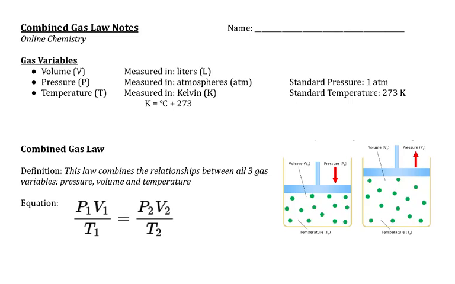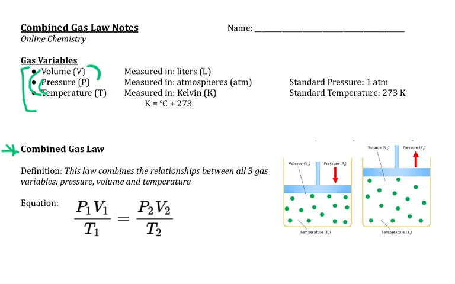These are the notes for the combined gas law. As a reminder, we've been talking about gas relationships. The combined gas law takes the variables we've been looking at, volume, pressure, and temperature, and combines all three of those relationships into one. We talked about how pressure and volume had an inverse relationship. Volume and temperature had a direct relationship, and same thing with pressure and temperature.